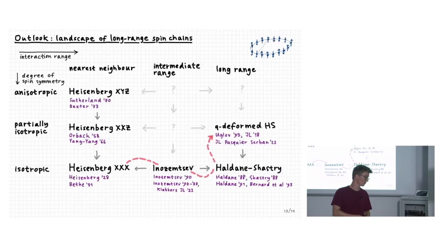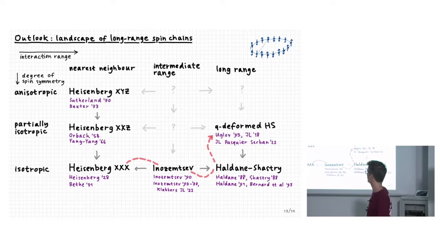Okay, so this is really already the outlook of my talk, so I guess I'm a bit ahead of time. But let me just get back to this landscape I've shown you, from the Heisenberg XXX, which we know very well, how to go by turning on intermediate range interactions and then long range interactions, what happens to the spectrum via this Bethe ansatz exact solution through Inozemtsev all the way to Haldane-Shastry.